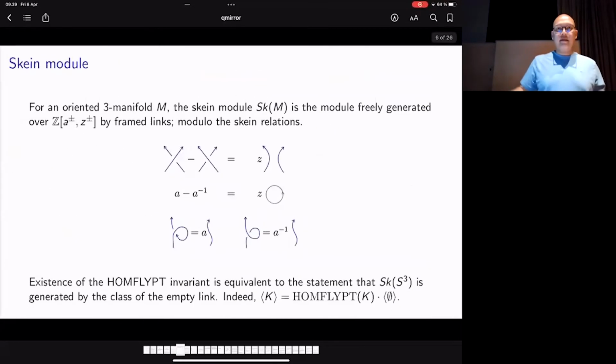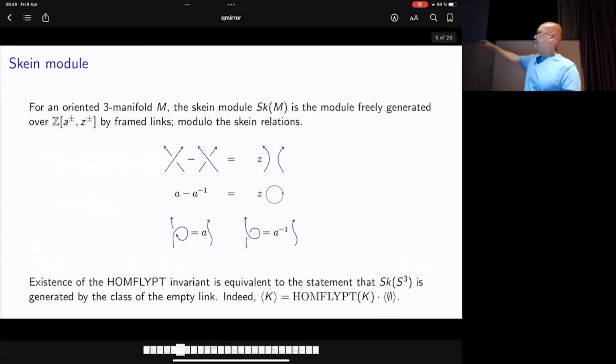Are there relations in this freely generated module? It's freely generated by framed links modulo these relations that I wrote. And in case it's not clear, the meaning of these relations is that if you have 3 knots or links which look the same everywhere outside a small ball, and in the small ball they are related in this way, then the elements in the Skein module should satisfy that relation.